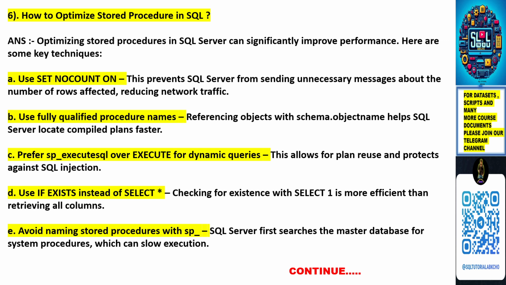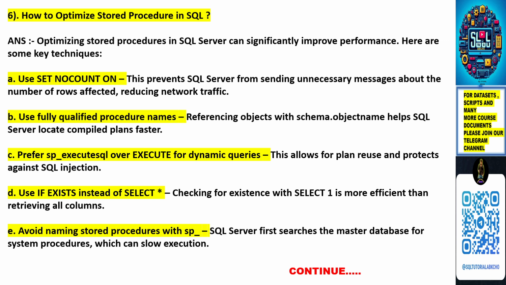Okay, now the fourth point, use IF EXISTS instead of SELECT *. Checking for existence with SELECT 1 is more efficient than retrieving all columns. Basically, using IF EXISTS, you can check if the data exists in the table or not by using SELECT 1 from the table name. That will provide the output if data is available in that table, otherwise it will provide no value. So instead of using SELECT *, we can apply IF EXISTS if we can do that.